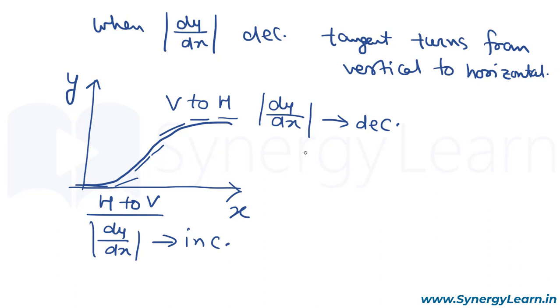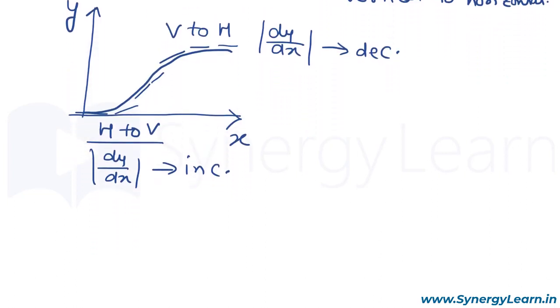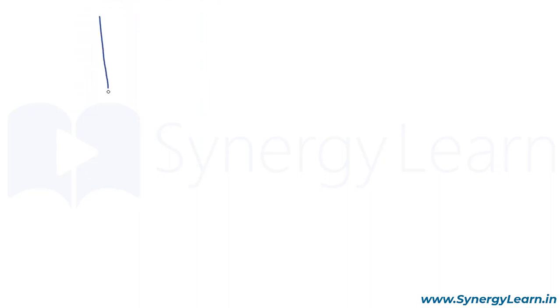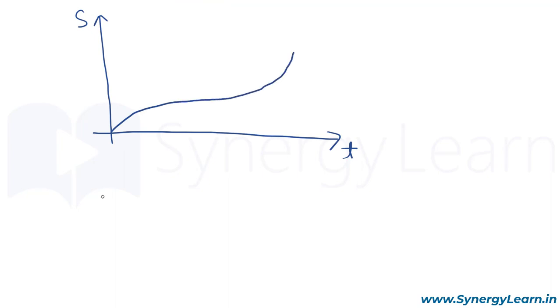Let us illustrate this property using an example. Say a particle is moving along the x-axis whose displacement time graph is as shown. Now, based on this graph, we have to find the nature of velocity and acceleration.